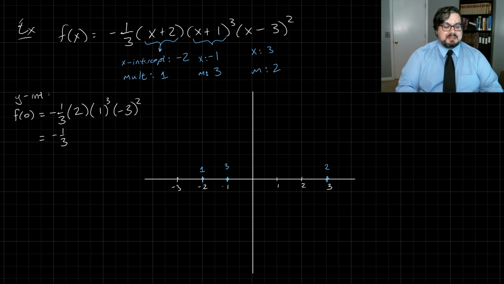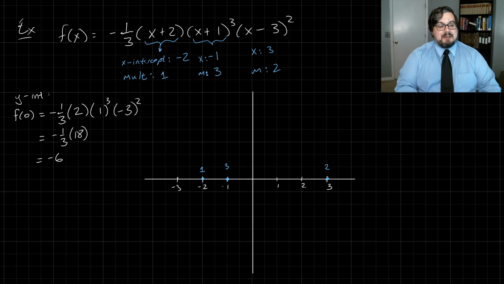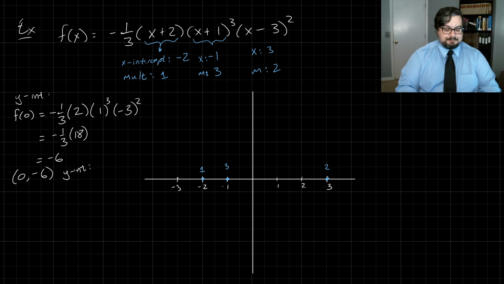We can simplify this down. We get 2. 1 cubed is just 1, so we can forget about that. -3 squared is 9, so we get 2 times 9, which is 18, which means we get -6 out of this. So f of 0 is -6, so that means that the point (0, -6) is the y-intercept. So we can go ahead and graph that down here. So this is the point (0, -6), the y-intercept.